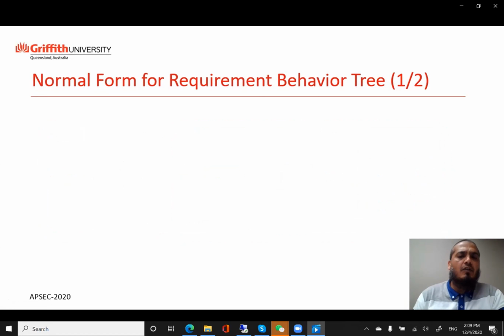Now I will discuss the first key element of my research, which is the normal form of requirement behavior tree. Before discussing how we have defined this normal form, I would like to discuss the rationale behind it.